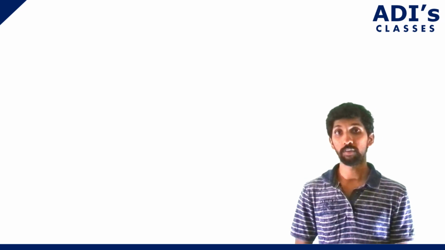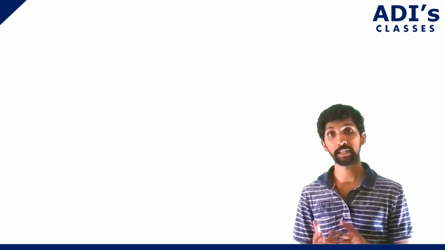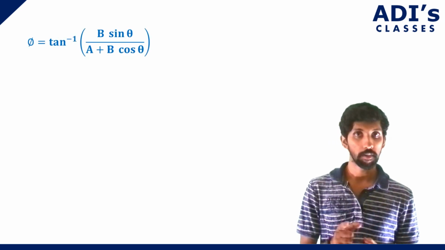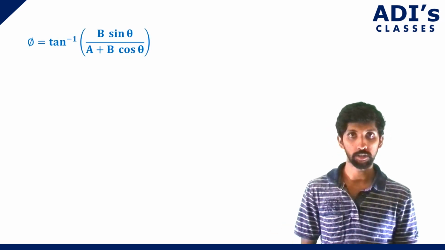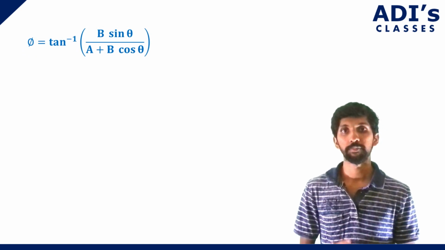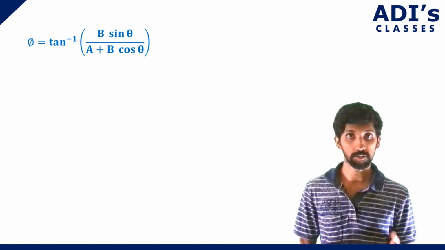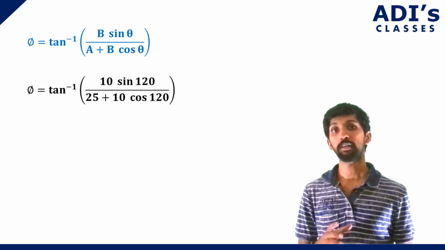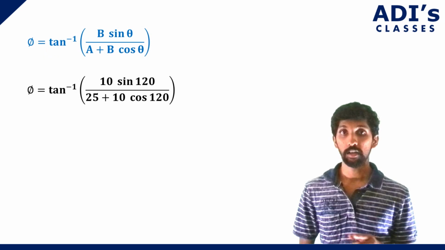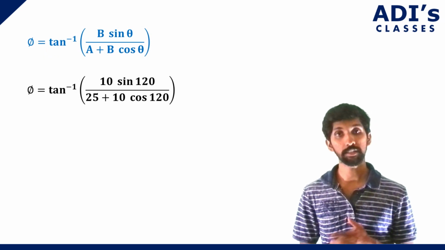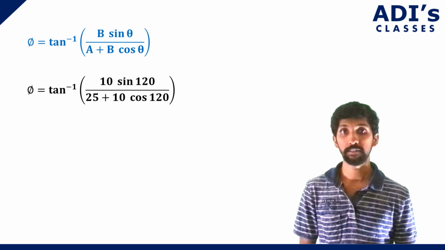But see here, velocity is a vector. So basically, you should find out the magnitude and the direction. Magnitude we just figured out. That's almost 22 km per hour. Whereas coming to the angle, that's also important. Now remember, tan phi is equal to B sin theta by A plus B cos theta. This was the formula for the angle.